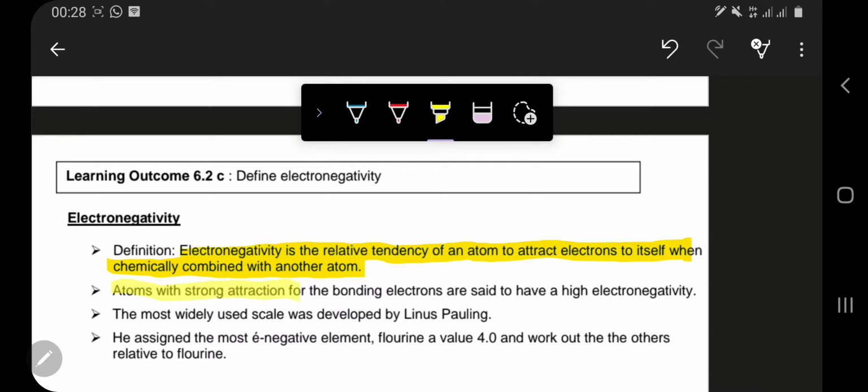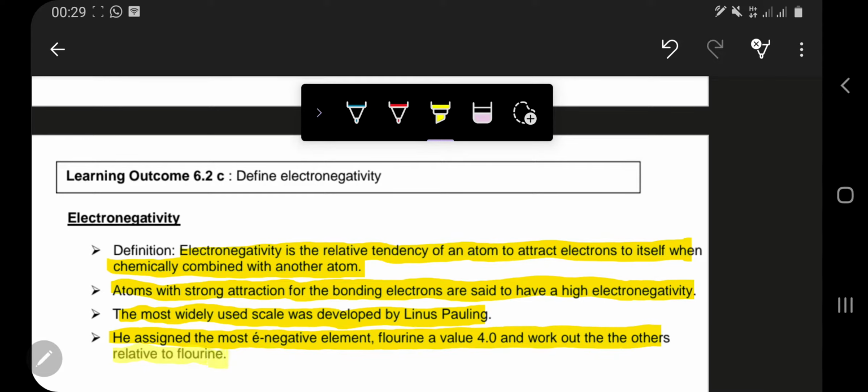Atoms with strong attraction for the bonding electrons are said to have a high electronegativity. It means the higher the electronegativity, the stronger the attraction for the bonding electrons. Alright, so the most widely used scale was developed by Linus Pauling. He assigned the most electronegative element, fluorine, a value of 4.0 and worked out the others relative to fluorine.